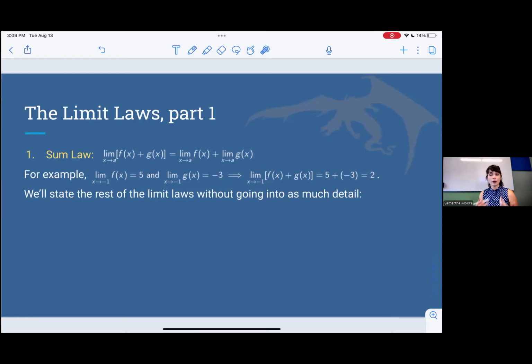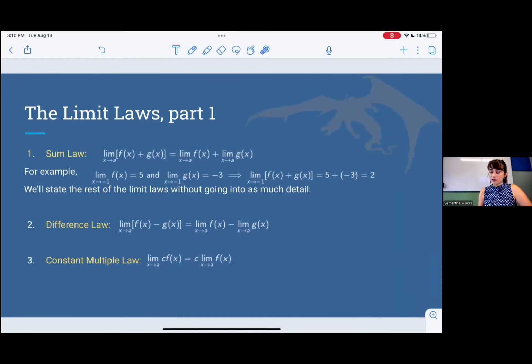Okay, so in order to get us to more interesting examples, I'm going to go through the rest of the laws a little bit more quickly, and then we'll see examples that utilize those laws. A couple more laws that we have are the difference and constant multiple laws. The difference law is a lot like the sum law. It says that the limit as x approaches a of f of x minus g of x is the same thing as the limit as x approaches a of f of x minus the limit as x approaches a of g of x.